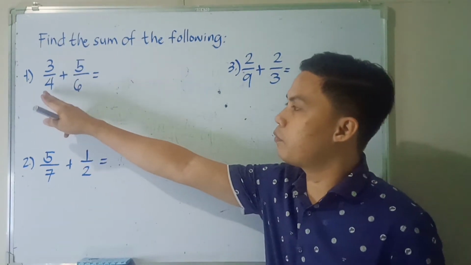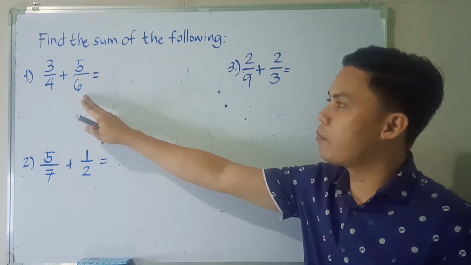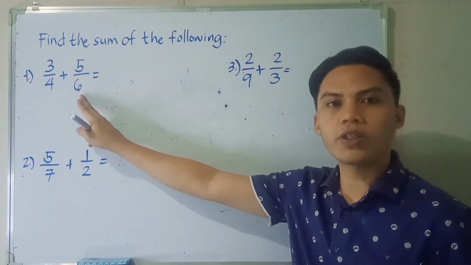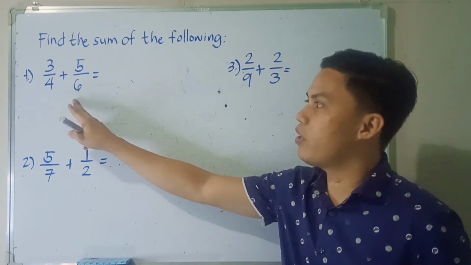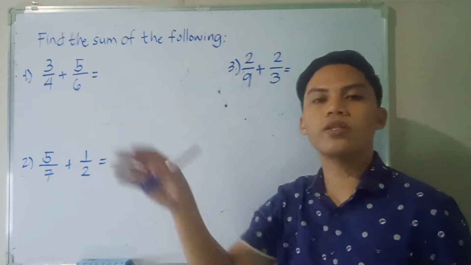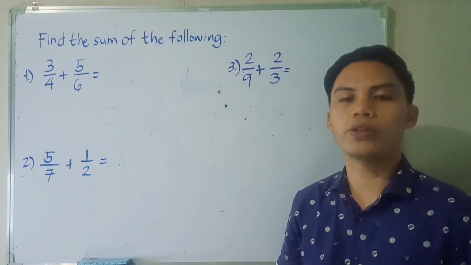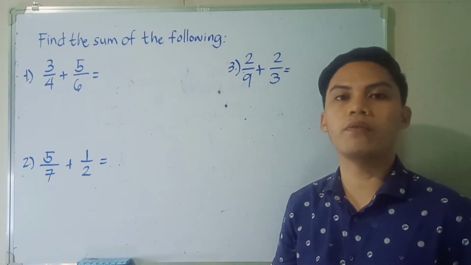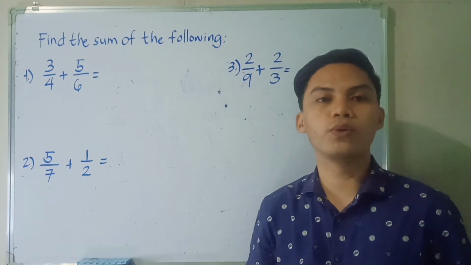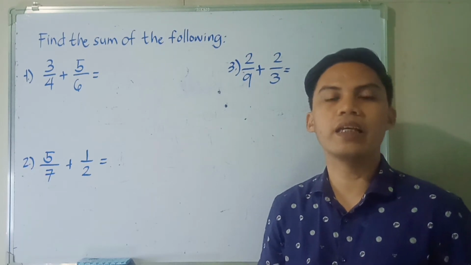So, yung denominator ng first fraction is 4 at yung denominator naman ng second fraction is 6. So, hindi sila magkapareho, therefore, these fractions are dissimilar fractions. So, how are we going to add the dissimilar fractions? First step that we're going to do is to get the LCD.